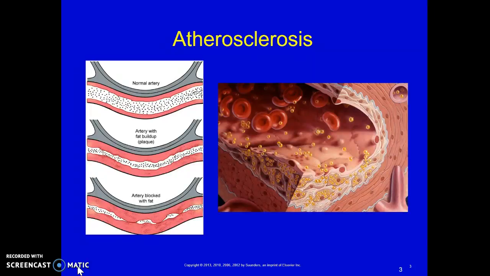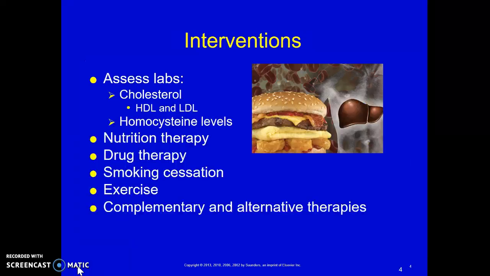Here are just some pictures. I won't go over this again, but we have talked a little bit about how that fat builds up and causes plaque. And on the picture on the right, you can see the actual fat molecules and how they're edging up and creating a thicker encroachment into the flow area for the blood in the arteries.